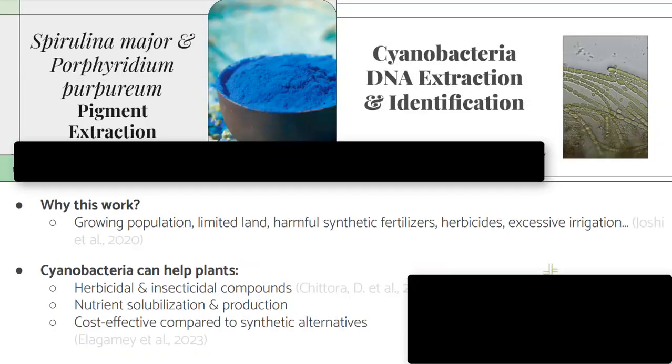Because I had already briefly worked with cyanobacteria by extracting pigment and analyzing their DNA, and because I found the topic of using microorganisms as fertilizers important, I chose to mix the two things because cyanobacteria can help plants by producing herbicidal and insecticidal compounds, by solubilizing nutrients and providing nutrients for them, and because they are cost effective.